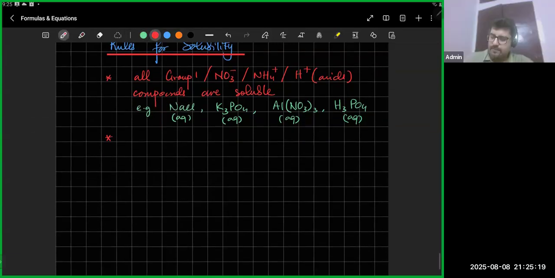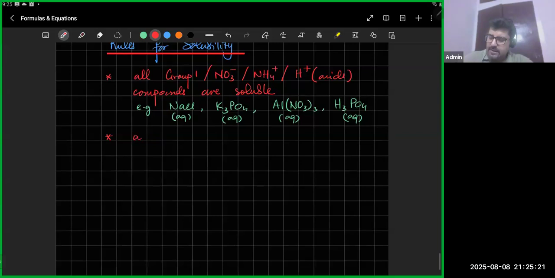That's the second rule. The second rule is that all sulfates, so anything that's got SO4 minus 2 in it, these are mostly soluble.